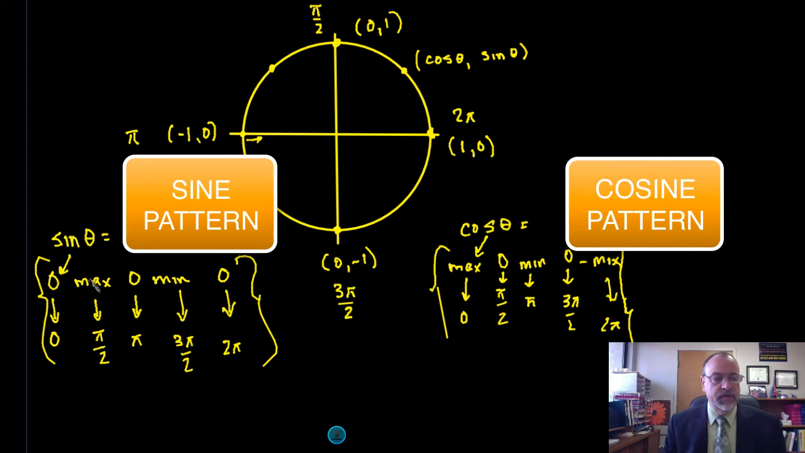Sine starts at 0, goes to max, back to 0, down to min, back to 0. 0, maximum, 0, minimum, 0. The cosine function begins at maximum and then goes to 0, down to minimum, back to 0, back to its maximum. Okay, so it always begins at its maximum. So this is the key point. Cosines begin at their max, sine begins at 0, and then they go through their progression, going from 0 to max to 0 to min to 0. And cosine, max to 0, min to 0, max to 0, min to 0, etc.